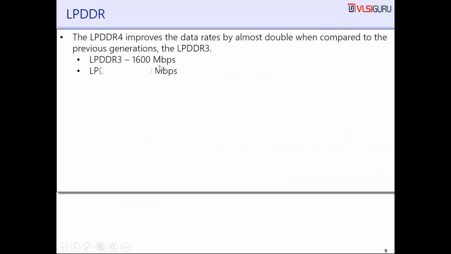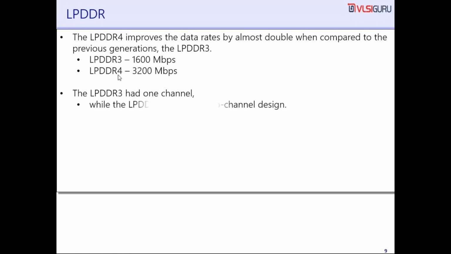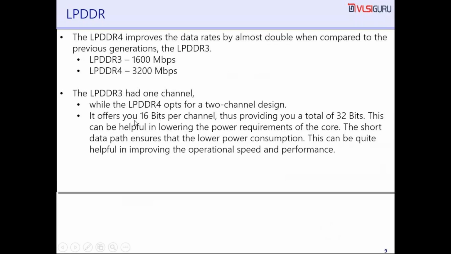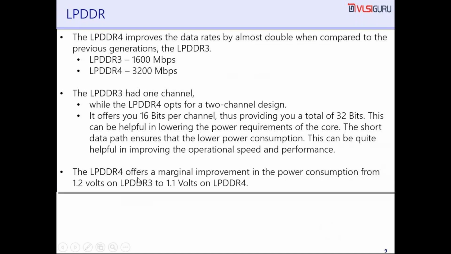LPDDR3 gives 1600 Mbps, LPDDR4 gives 3200 Mbps. LPDDR3 had only one channel, whereas in LPDDR4 we have two channels, each giving 16 bits of data, so it offers a two-channel design. The advantage is that it offers you 16 bits per channel, thus providing a total of 32 bits. This can be helpful in lowering the power requirements of the core. The short data path, reduced by having two channels, ensures low power consumption. This can be quite helpful in improving the operational speed and the performance.